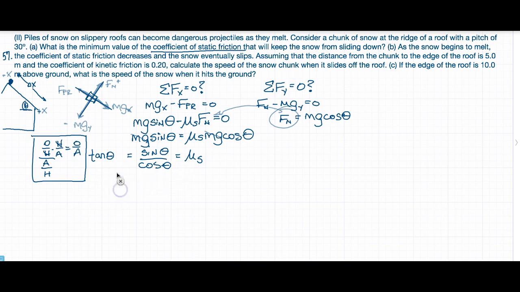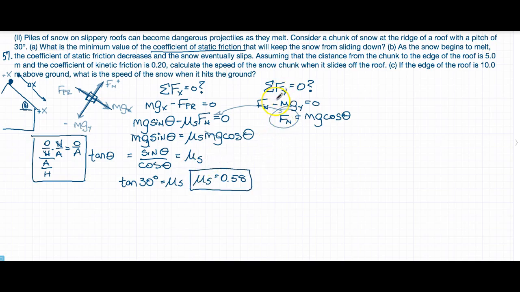And what I can do is then solve for mu static. It's just the tangent of the angle theta, which was 30 degrees. My mistake. So mu static in this problem for part A is 0.58. Okay, so now I have part A done.